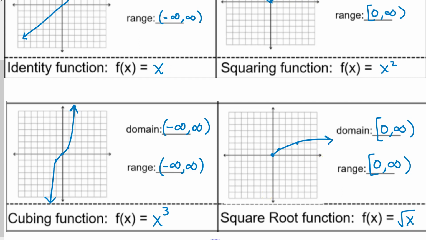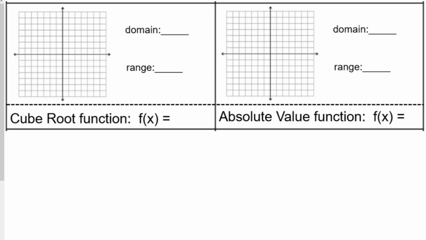Okay, let's look at a couple more basic functions. The cube root function would be f of x equals the cube root of x. And just like when you cube a positive, you get a positive. When you cube a negative, you get a negative. It works the same for cube rooting. When you cube root a positive, you get a positive. When you cube root a negative, you get a negative. You can cube root any real number. So the domain is all real numbers, and the range is also all real numbers.